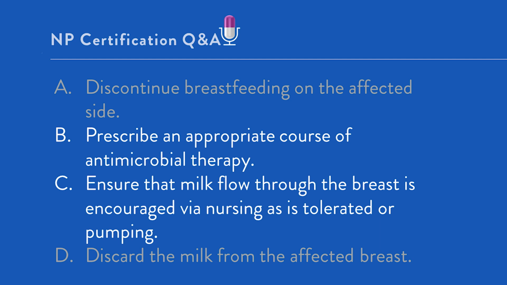C, ensure that milk flow through the breast is encouraged via nursing as is tolerated, or pumping. Another one of the correct answers, because what we want to do is ensure milk flowing through the breast, and that's going to help with the resolution of the condition. D, discard the milk from the affected breast. That is incorrect. It is safe for the baby to take in that milk.